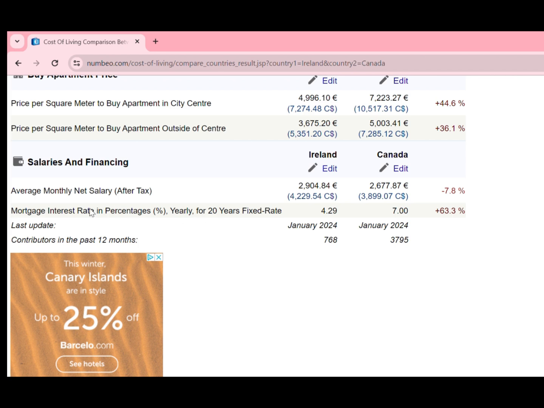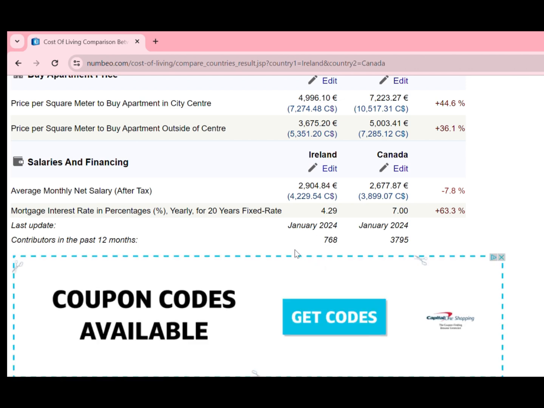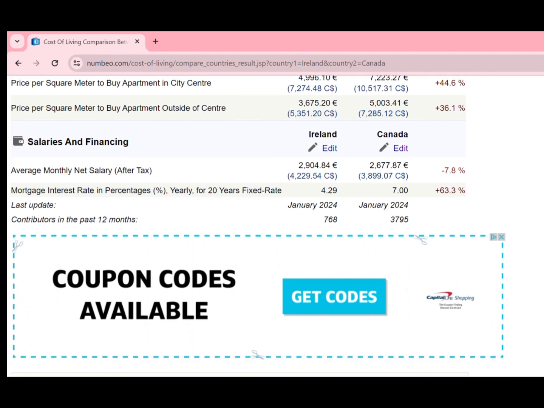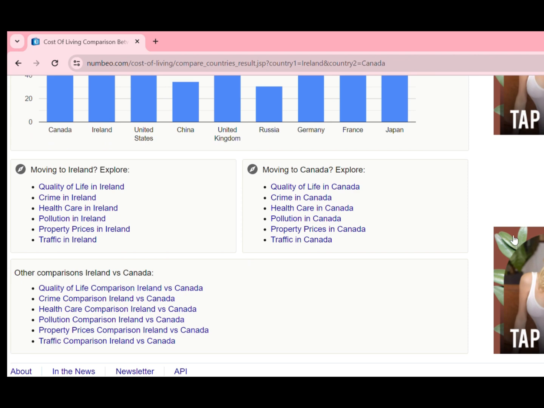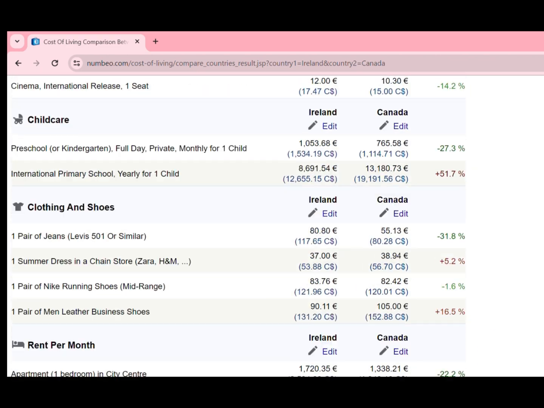Contributors in the past 12 months are 768. That's people that have actually contributed from Ireland. And in Canada 3,795. So their data might not be accurate, but seriously they are doing so well because they have a lot of people actually helping. So please, guys, when you go on this website, you can also put in your input. If you want to compare quality of life, crime rates, healthcare in Ireland, pollution, property prices and all that, you can do the same for Canada. Wherever you are watching me from, you can make use of this as well.